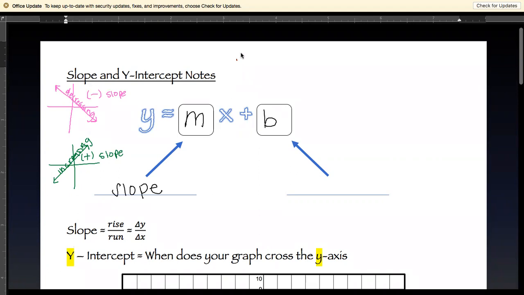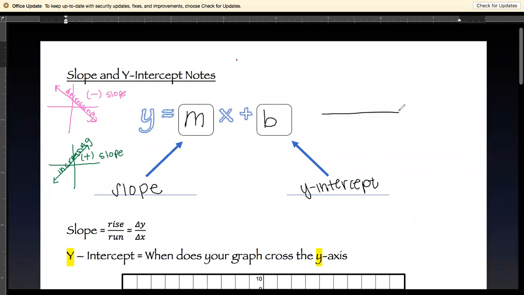What does capital B stand for? It is the constant, but what does it stand for like in a graph? The Y-intercept. So the B represents the Y-intercept. The B represents the Y-intercept.